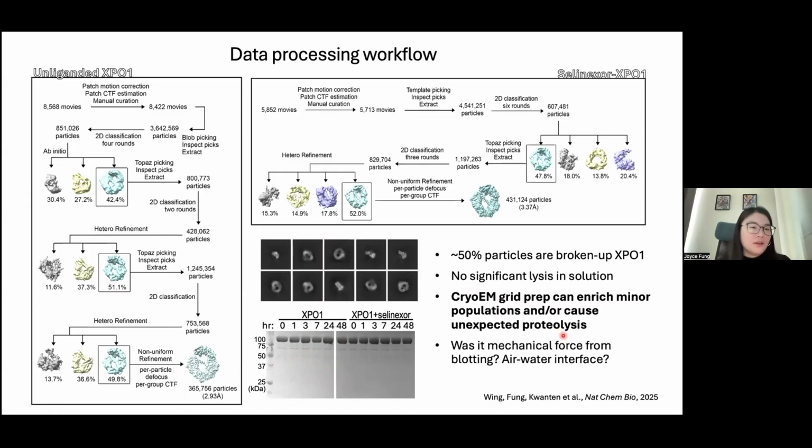So I do not know what is causing this. There are already detergents in this sample, so I don't know whether it's the air-water interface or actually the mechanical force from blotting. So it'll be really cool to try this in a case where we don't have to blot, to see if that would still be broken up.